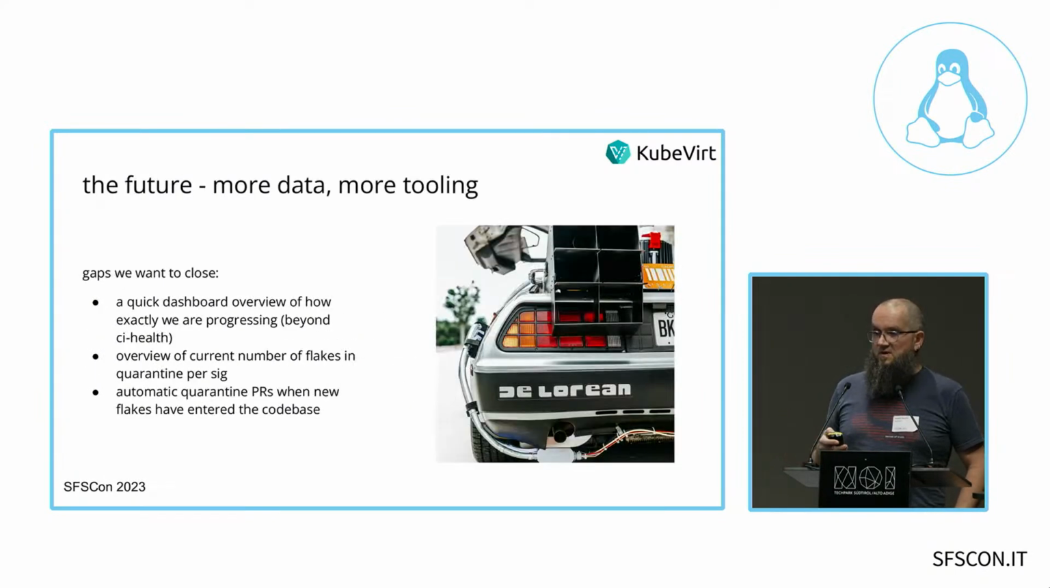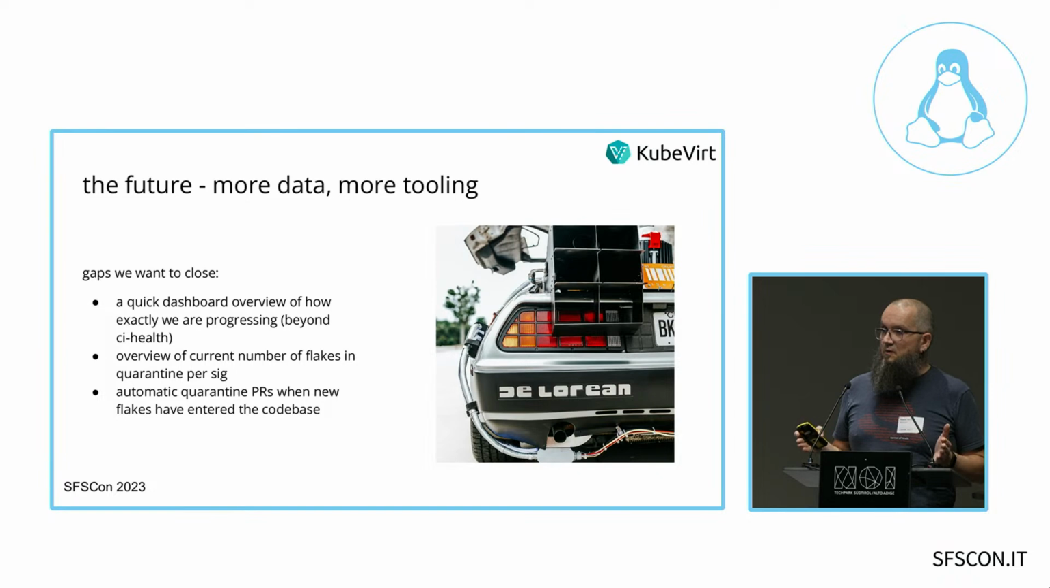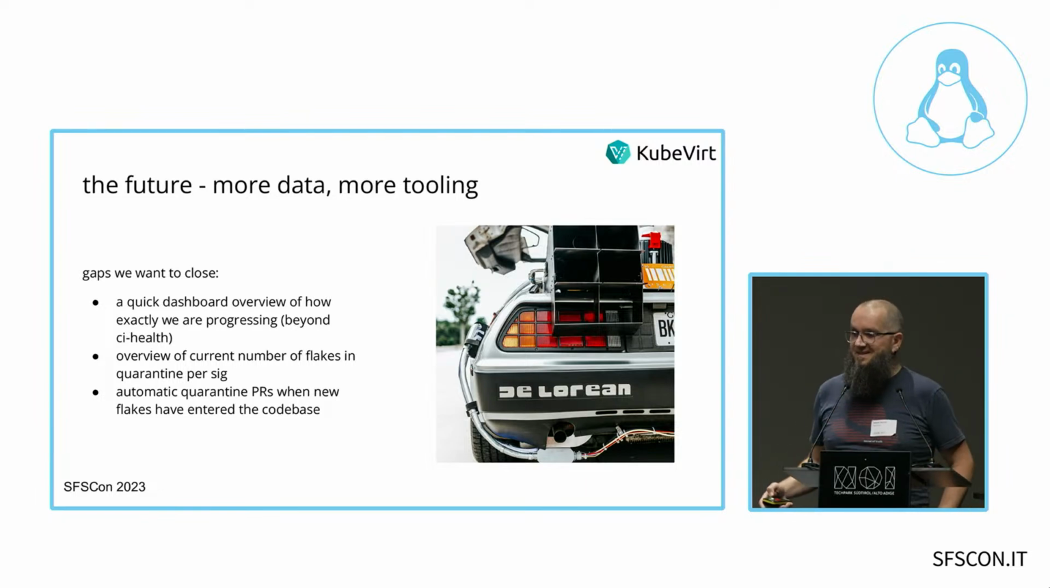Yeah, the future is, of course, more data, more tooling. So we would want to have more dashboards and a better overview of everything that is going on inside the system. We would want to have a better separation of how flakes can be attributed to a specific team that would be handling them. And of course, the ideal thing would be to create automated quarantine PRs, but we're not there yet, of course. Because there are flakes everywhere, right?